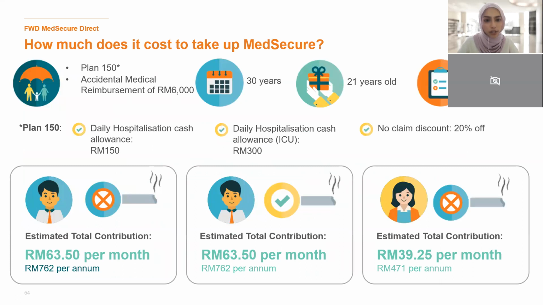Okay, so how much does it cost to take up MedSecure? Let's say you're taking the 150 ringgit plan, but you're also taking an accidental medical reimbursement of 6,000. You're taking it for 30 years, you're 21 years old, and you're choosing the single option. So it's about 63 ringgit 50 cents, regardless whether you're a smoking or non-smoking male. And it's a lot cheaper for a female. It's about 39 ringgit and 25 cents a month.